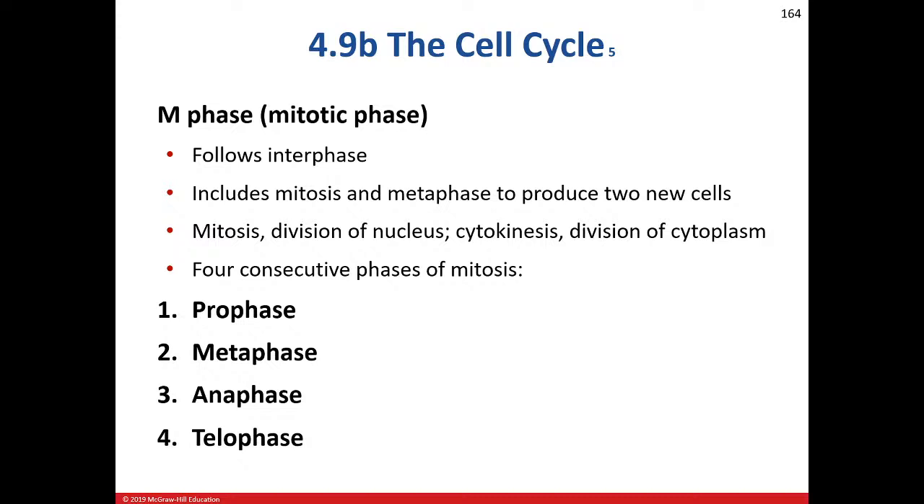So the cell cycle. We then move into the M phase, or mitotic phase, and this follows, of course, interphase. It includes mitosis and cytokinesis to produce two new cells. Mitosis is division of the nucleus, as I said before. Cytokinesis is division of the cytoplasm.